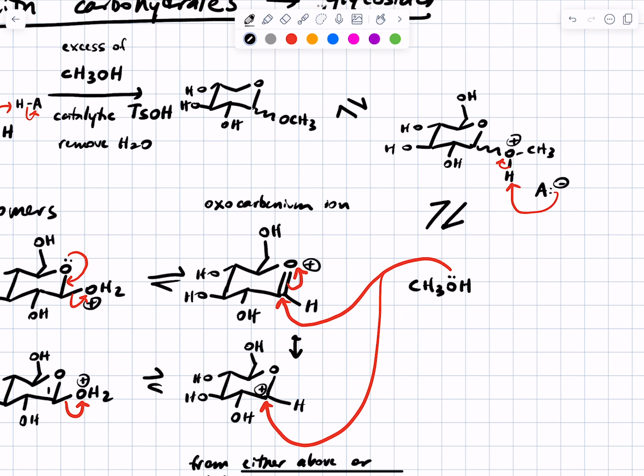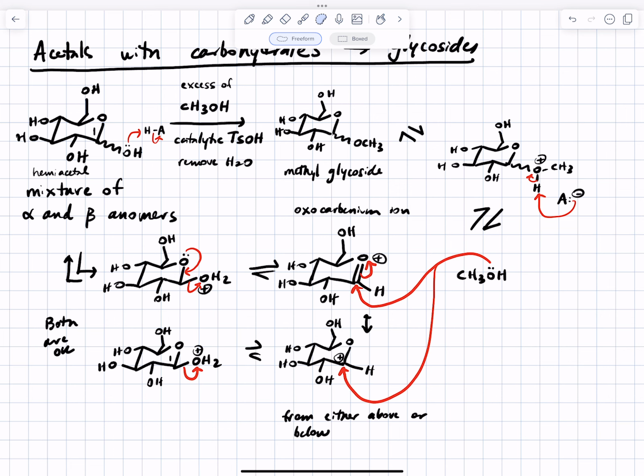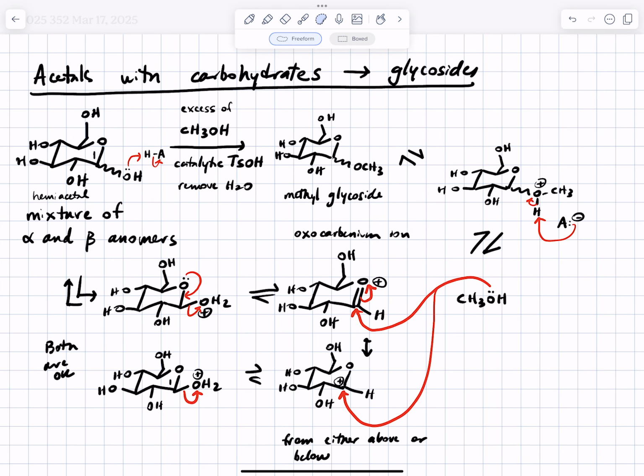Glycoside is a word for carbohydrate acetals. Okay? So there's nothing new in terms of mechanism there. It's all stuff that you've seen before in chapter 14. It just so happens that this is occurring in the context of a carbohydrate. All right, questions about that?